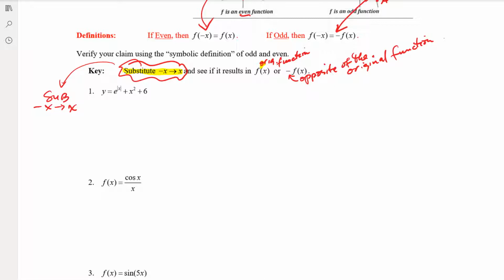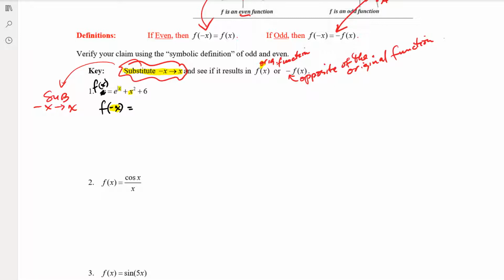So instead of y, I should have put f of x here, so I'm going to change this right here. So f of x equals e to the absolute value of x plus x squared plus 6. Okay, so we start off with f of negative x. Here's my substitution. I have to take negative x and substitute it wherever I see x.